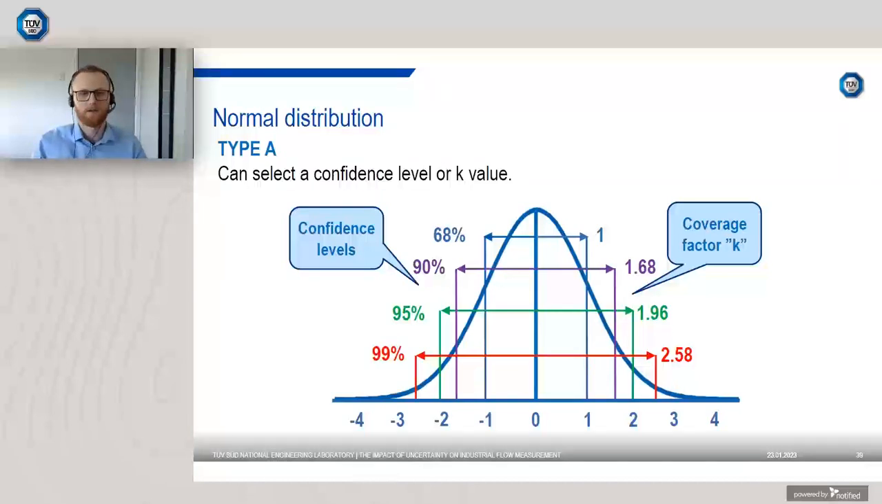Yeah, and as it says here, when it's plus and minus one standard deviation, there's a 68% confidence that a value would lie within there. And here are a few other selected confidence levels and subsequent coverage factors you would need to multiply by to get to that given confidence level.